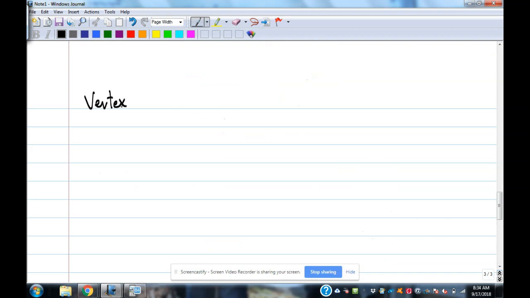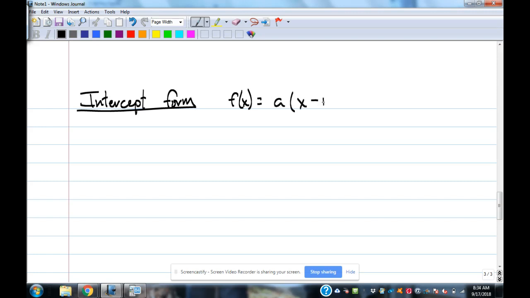Right, let's do intercept form next. That one takes a little more work. Intercept form looks like this: a, parentheses x minus m, parentheses x minus n.